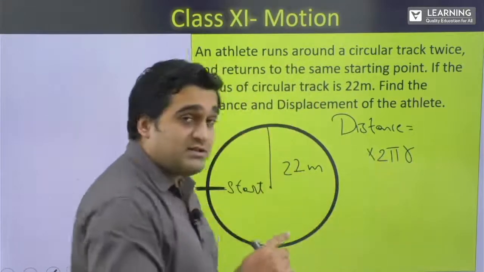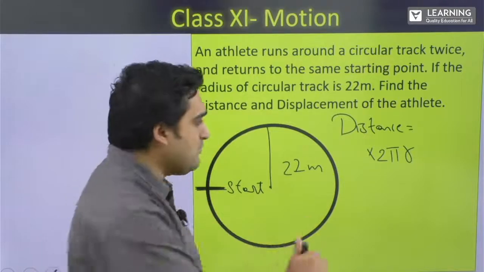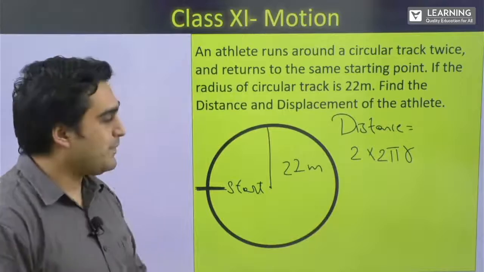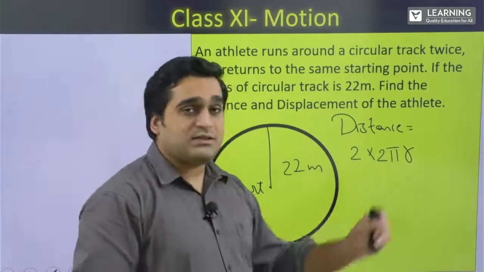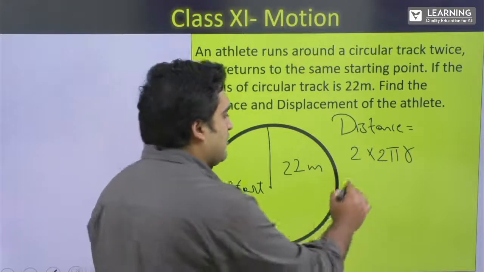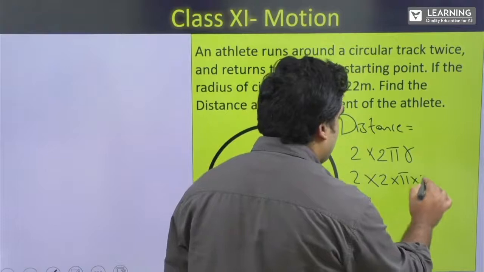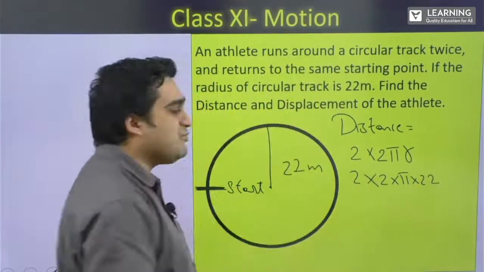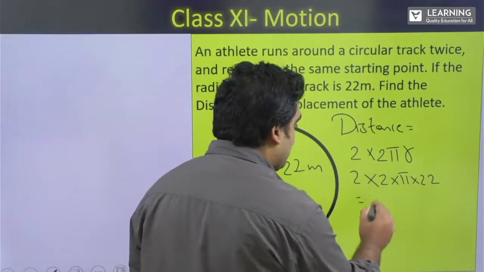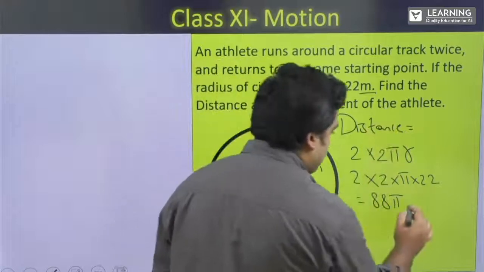But since the person is going around the circumference how many times? 2 times. So 2 times 2 pi r. Do you know what the radius r is? Yes, you do. It's 22. So 2 times 2 times pi times 22. 2 times 2 is 4. 4 times 22 is 88. So a total of 88 pi meters.